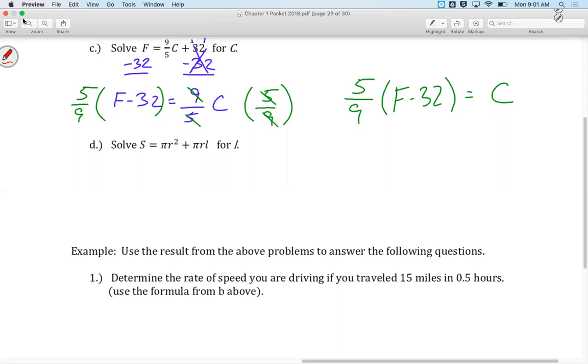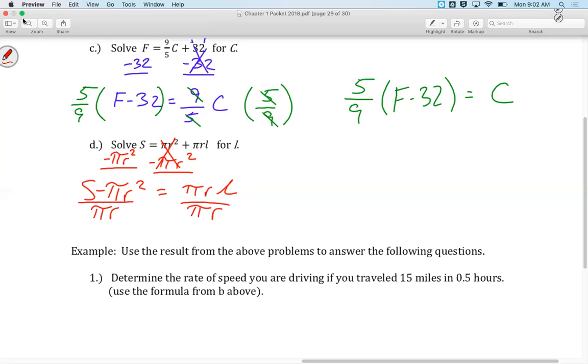So we want to solve for L. So I'm going to subtract pi r squared from both sides. I notice I just treat whatever doesn't have the variable I'm trying to get by itself just as like a number. Okay. So these cancel. So it's S minus pi r squared equals pi r L. Now, I need to get L by itself, so I divide by pi r. Divide by pi r. Those cancel.